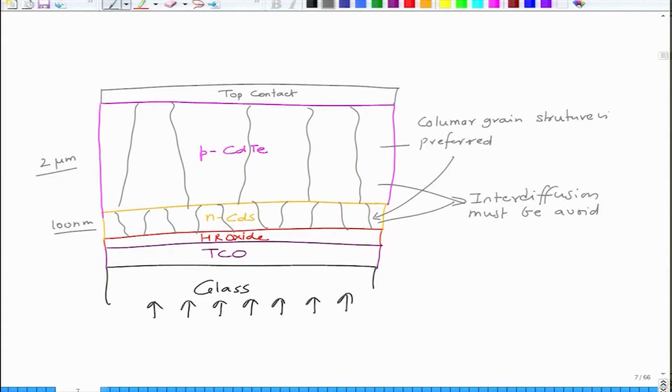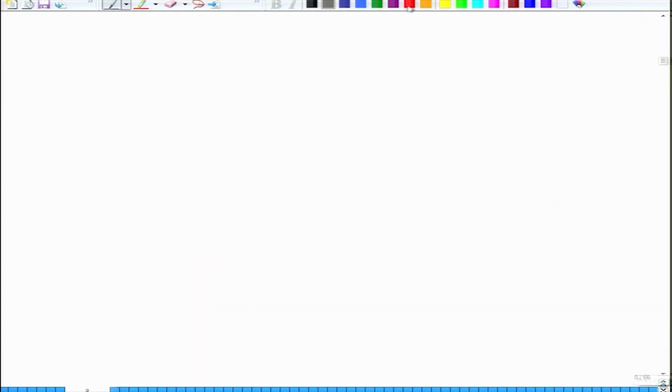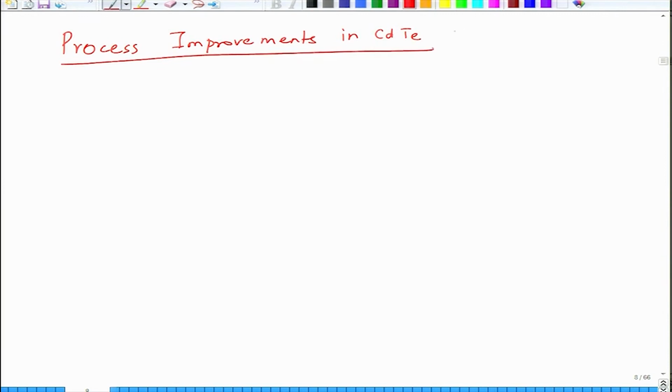Of course, there is cadmium on both sides, but sulfur can diffuse on this side, tellurium can diffuse on the other side, making an alloy of CdS and CdTe, which should be avoided. So there are a few things one does to improve the process for solar cells.